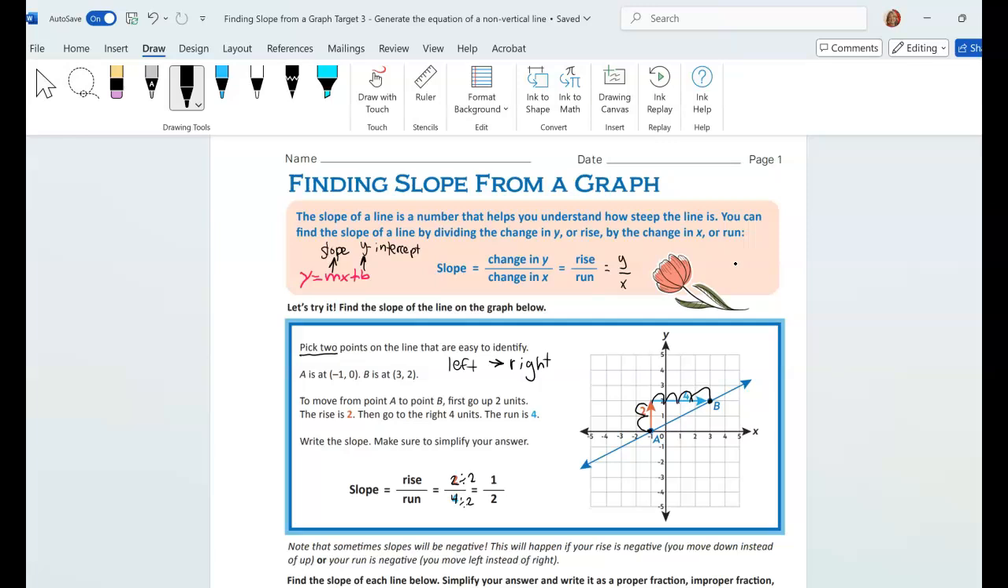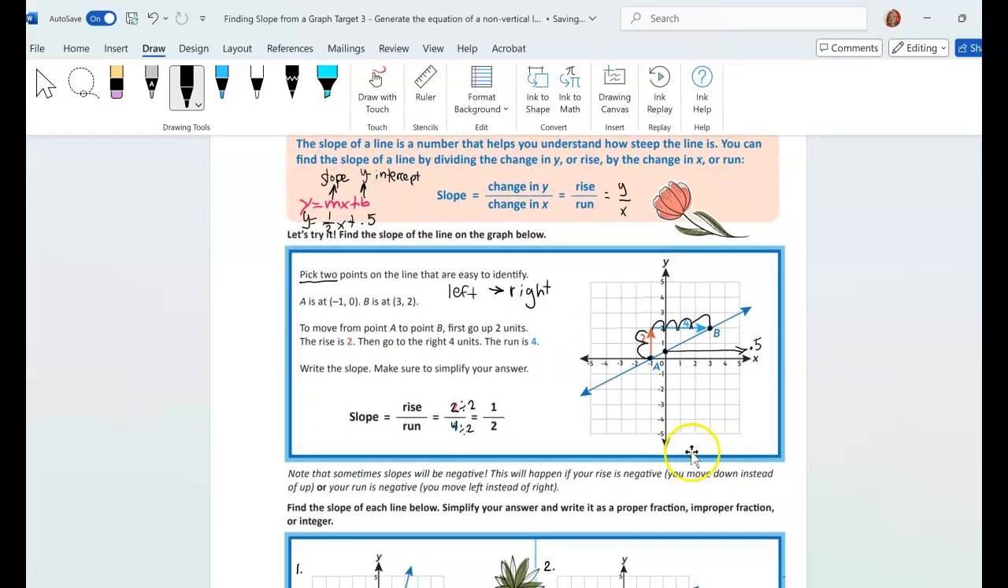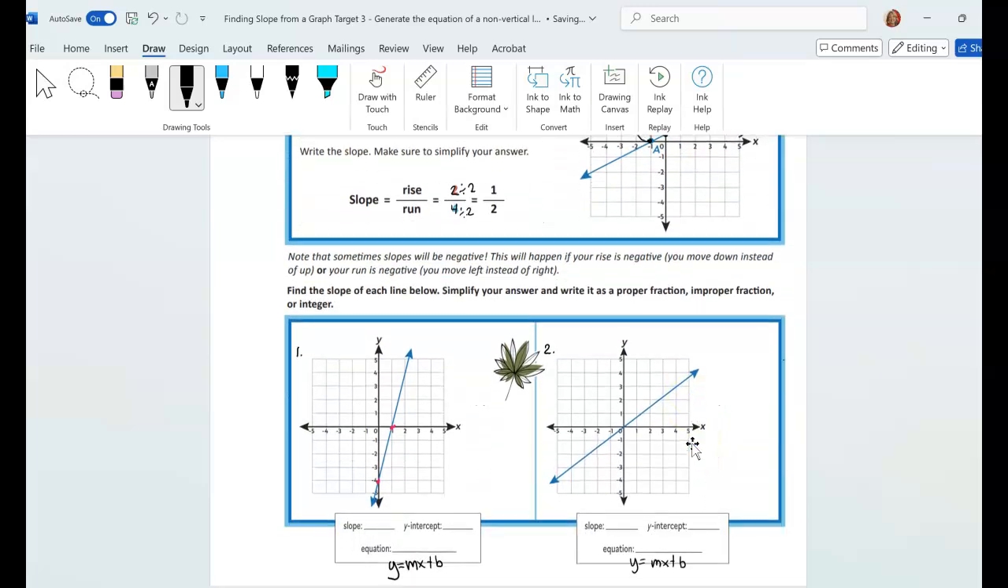We know that the trend line goes through the y-axis at 0.5. So y equals, what's the slope? 1/2. And then we just plug in the x plus b. B is the y-intercept, which is 0.5. It's usually a lot more obvious where the trend line goes through the y-axis.